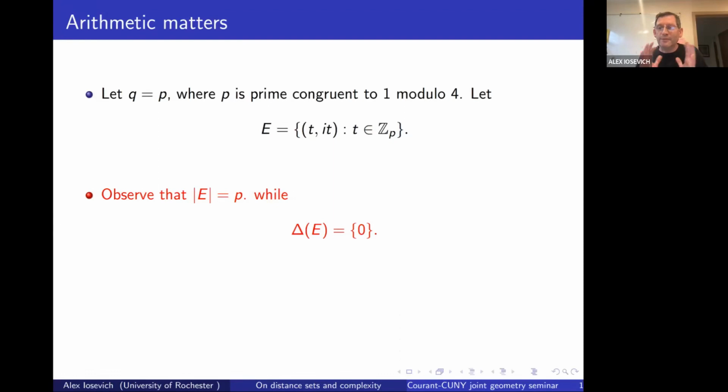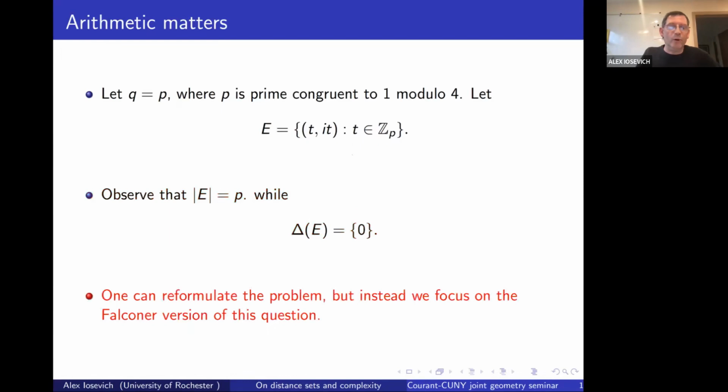Okay? So this says two things. One is this: algebra considerations must be respected, and the problem needs to be reformulated in order to be studied in the same way.